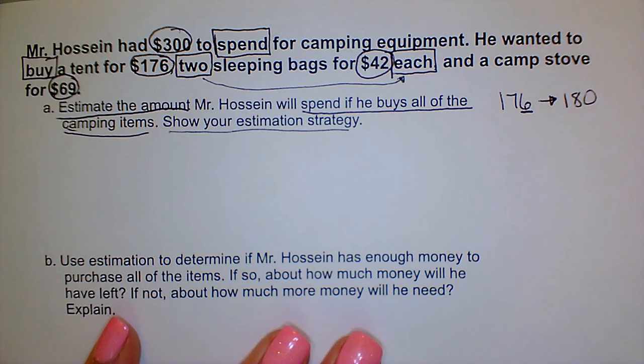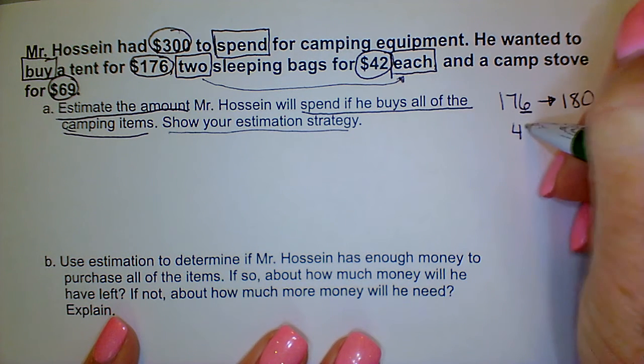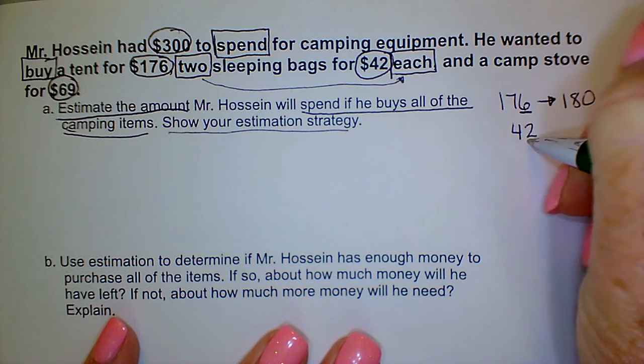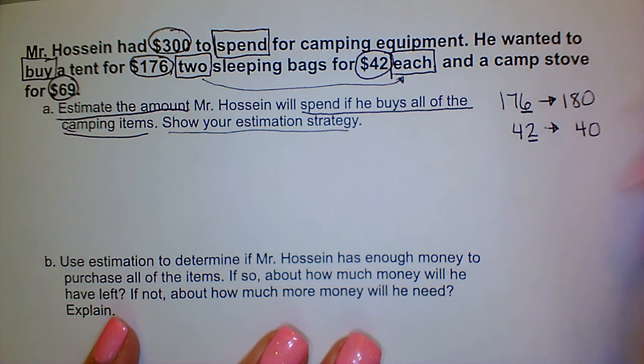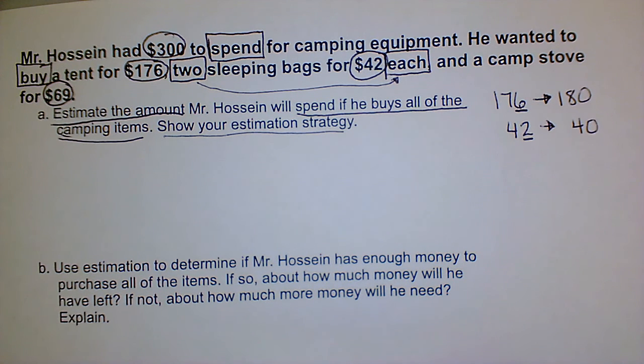What are we going to do for $42? We are going to leave it at 40. So $42, this number is less than 5, so we're going to let it rest at 40. How about $69?